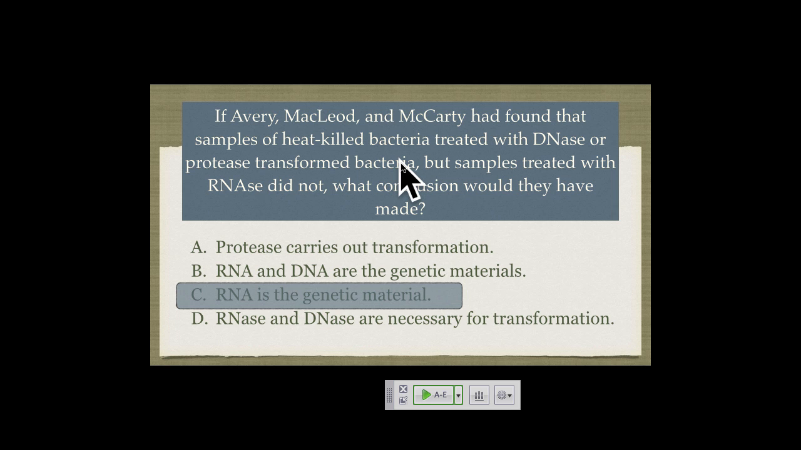So this is a hypothetical question. If they had found that the heat-killed bacteria treated with DNase and protease transformed the bacteria, but not when treated with RNase, the conclusion would be RNA. You're saying the other slide said protein instead of RNA. Okay. So does everybody understand why it would be RNA? I will give you that question, as soon as I find the slide. I can't even find the slide at the moment.